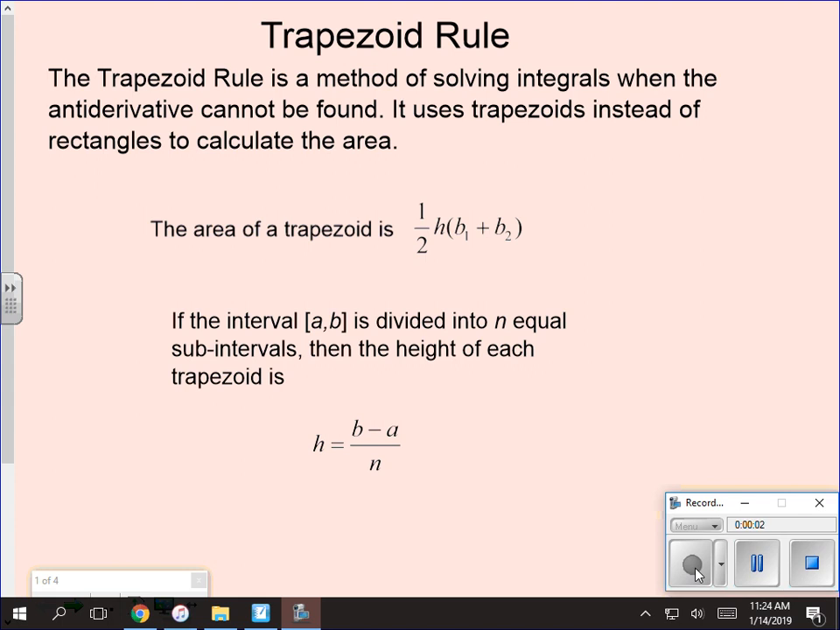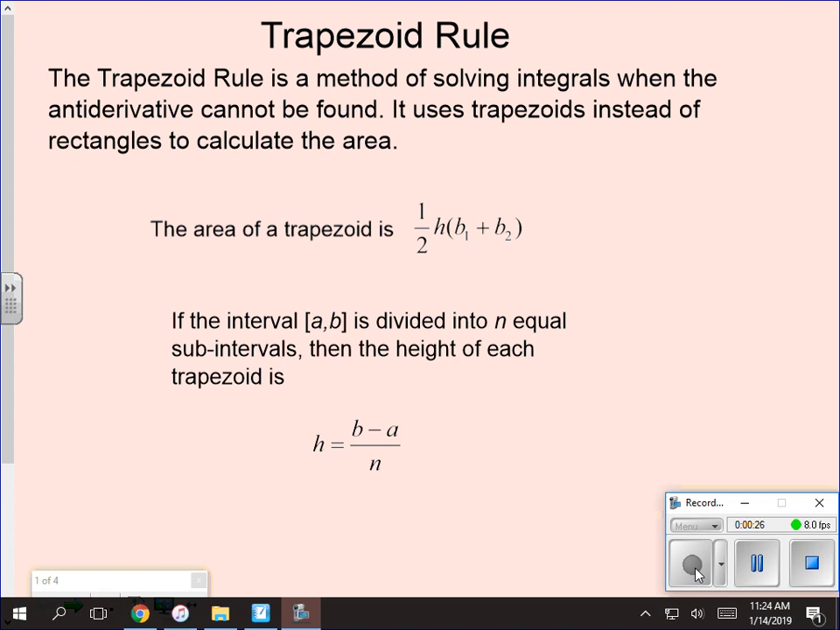So today is the trapezoid rule. The trapezoid rule is the method of solving integrals when the antiderivative cannot be found. It's basically how to do an integral by hand. It uses trapezoids instead of rectangles, so it is more accurate in what you're doing than a rectangular method. It is more accurate than that.